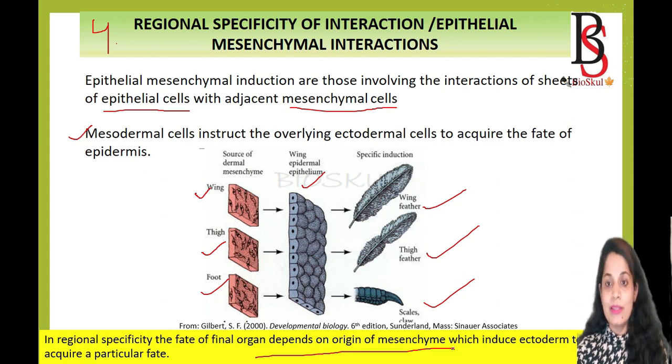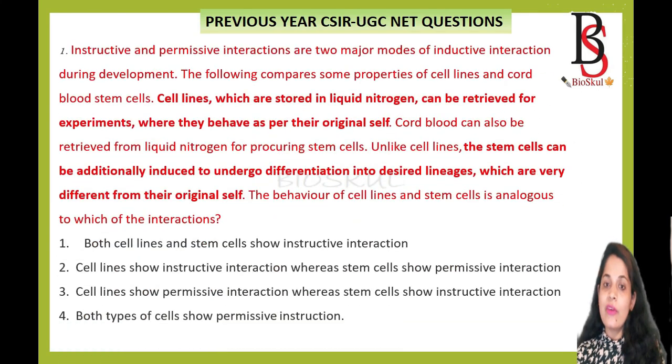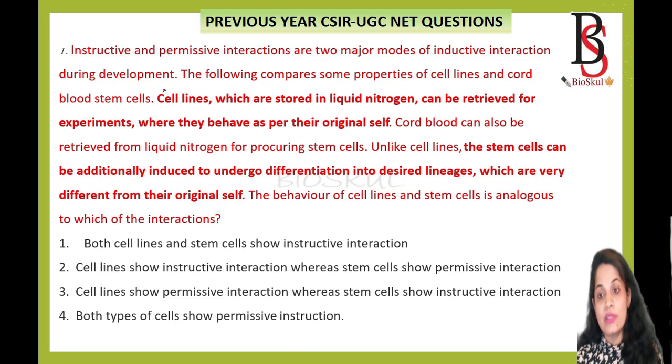Now comes the previous year CSIR NET questions related to this topic. What is the first question? The first question is on instructive and permissive interaction. We have discussed that instructive and permissive interactions are two major modes of inductive interaction during development. The following compares some properties of cell lines and cord blood stem cells. So let's see what the properties of cell lines and cord blood stem cells are.